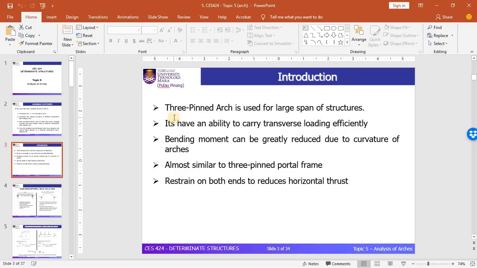Okay, as an introduction, let's look at what a 3-hinge arch means. Sometimes we can call this a 3-pin arch. The 3-pin arch is used for large span structures, for instance, bridge structures.